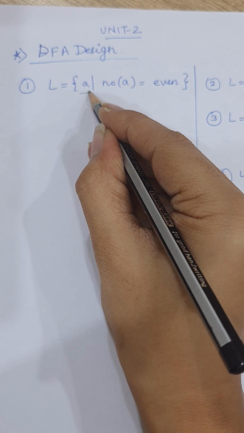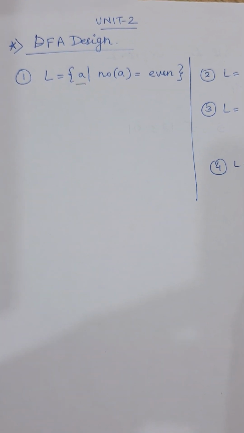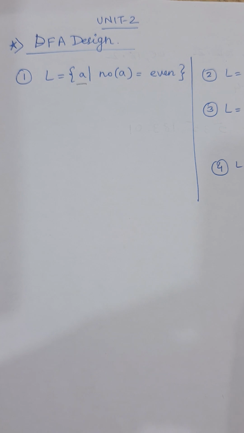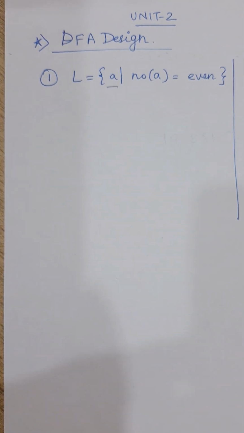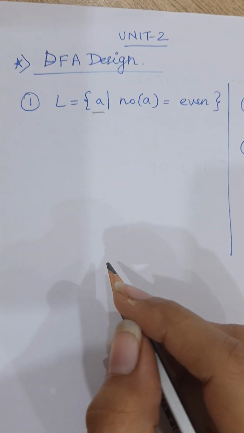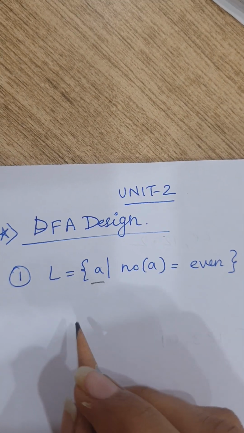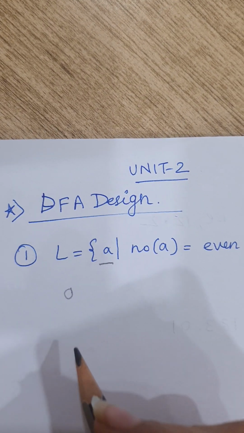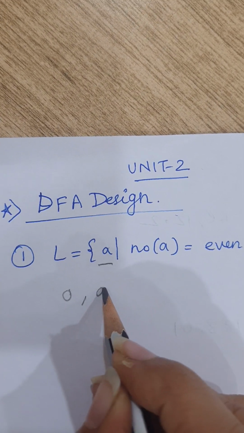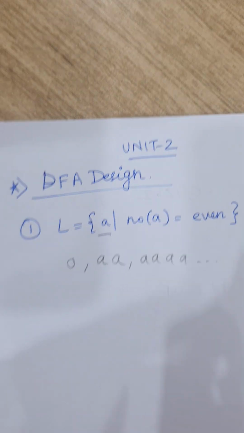So this is the only allowed symbol A, and the condition given is that the number of A's present should be even. As it is even, we know that zero A's is allowed, it is even. Next we can have 2 A's, next we can have 4 A's, and so on.